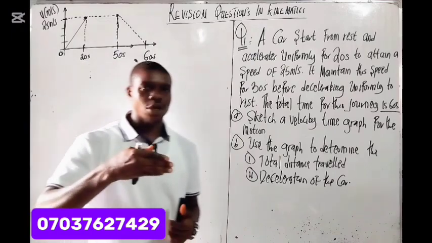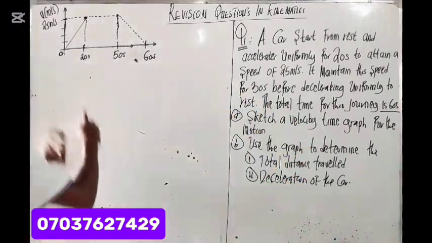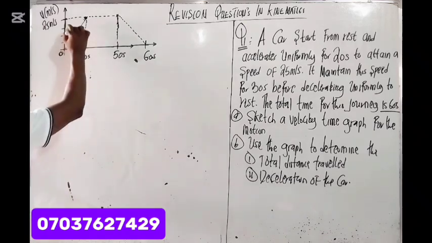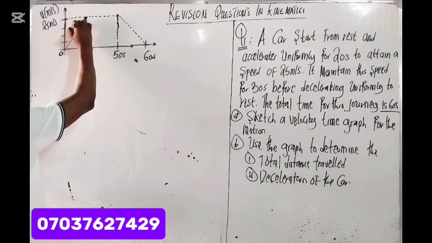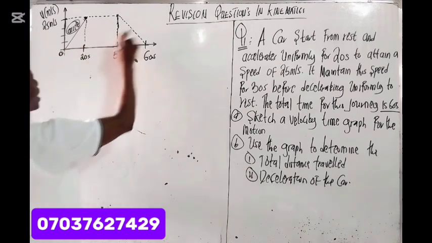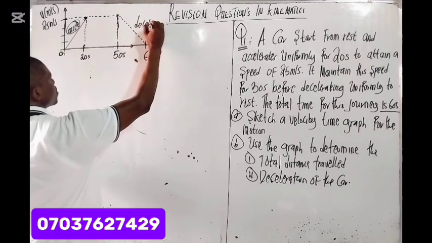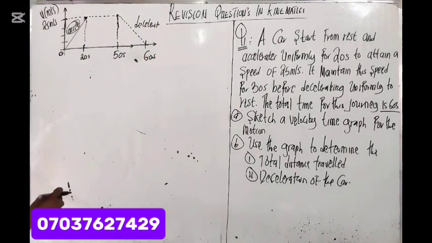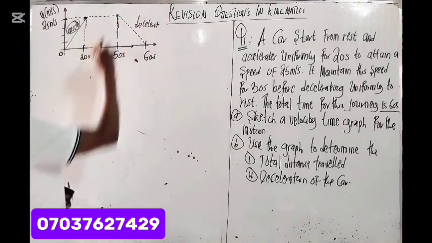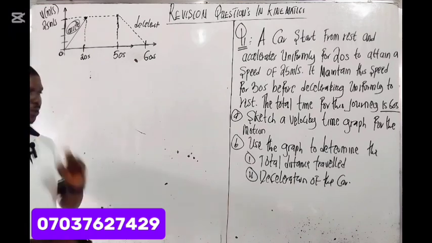So the question will tell you how the shape of the graph will look. Do you understand? Now in a velocity-time graph, here is my acceleration. Here is my acceleration. Now here is my deceleration. Do you understand? Now here is the uniform speed, right? You have to pay close attention to this other one here.